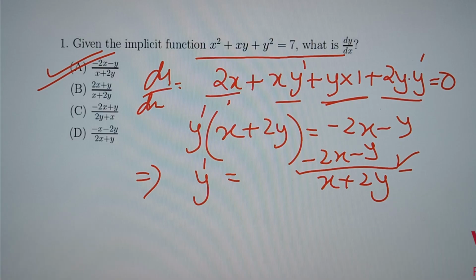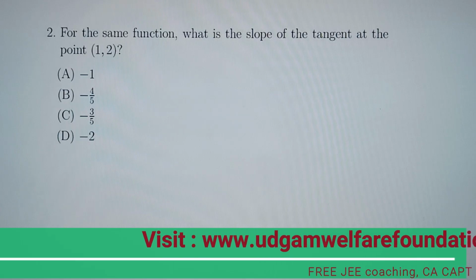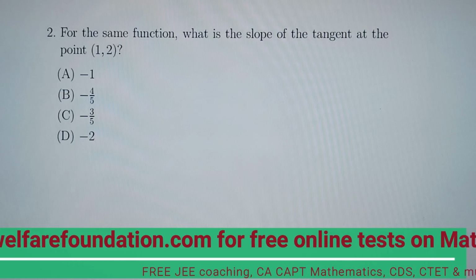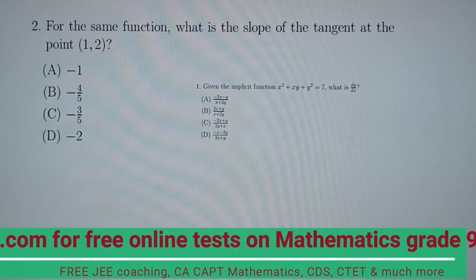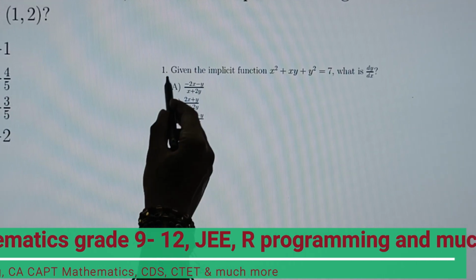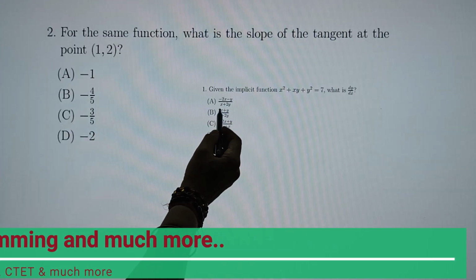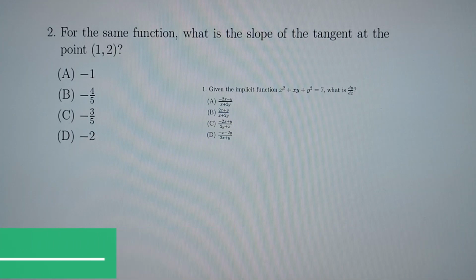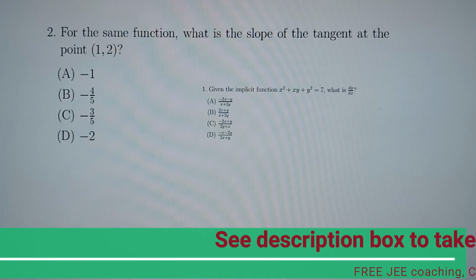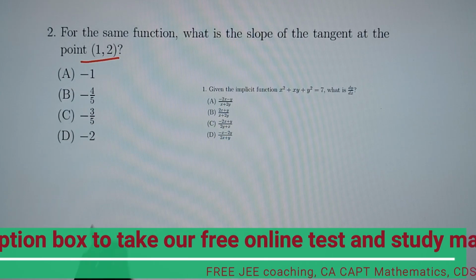Now let's move towards question number 2. So students, here comes our question number 2, which states: for the same function, what is the slope of the tangent at the point 1, 2? That was our previous question where we found that dy by dx equals this. That means the slope of this particular function was minus 2x minus y upon x plus 2y. Now we need to find the slope of this tangent at 1, 2.